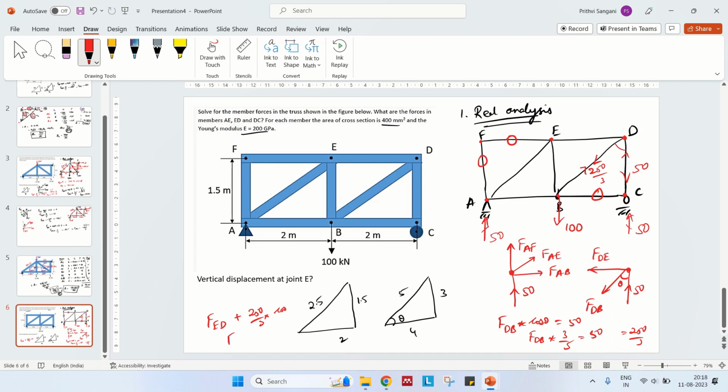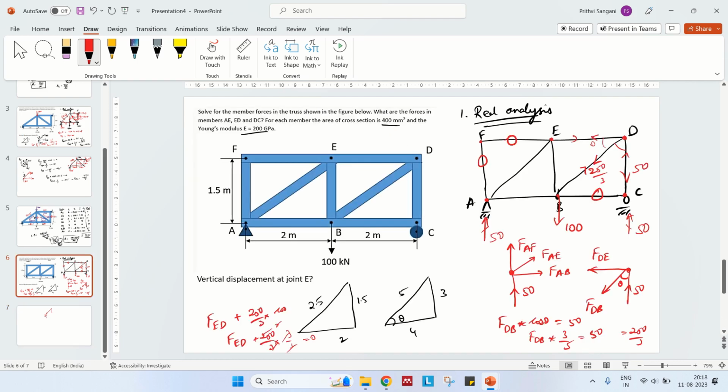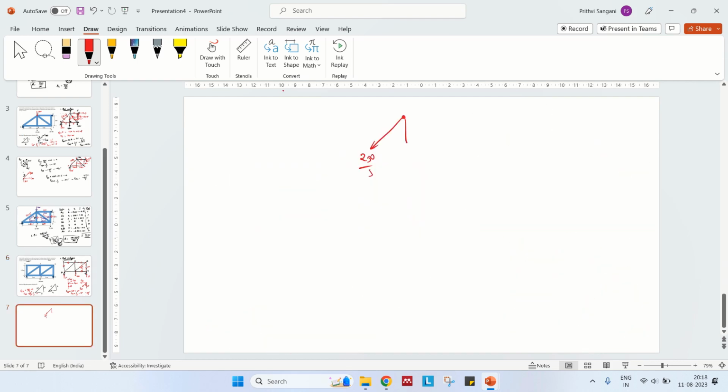So FAD plus 50 by 3. What is cos theta? This is 1.5 divided by this, again 3 by 5. We cancel, this is 50. Let me write it in balance. I know this: it is already found, 250 by 3 in tension, and this is compression 50. This is compression 50, and I need to find this.